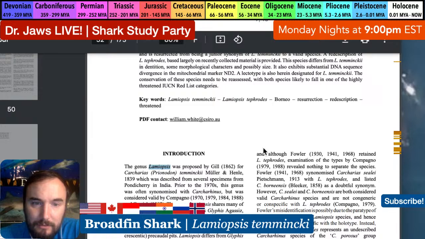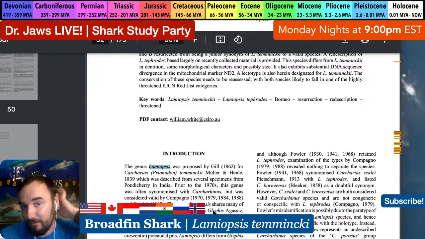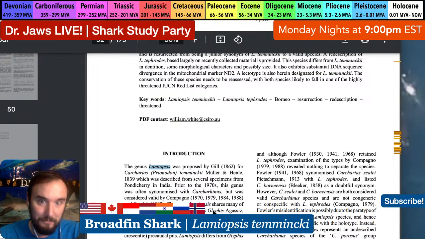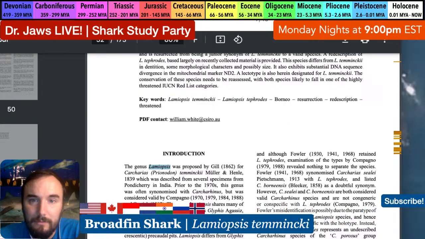The genus Lamopsis shares many of the key characteristics with the genus Glyphis, so these are the river sharks. It's actually really cool, because we've been talking about how they physically look similar, and it's really cool to see a research article saying the same thing, which in combination distinguishes them from other carcharhinid genera, for example, dentition, large second dorsal fin and pectoral fins, and longitudinal rather than crescentic precaudal pits. Lamopsis differs from Glyphis in having a nearly straight anal fin posterior margin, larger and more ventrolaterally situated eyes, longer snout, and more posterior first dorsal fin.